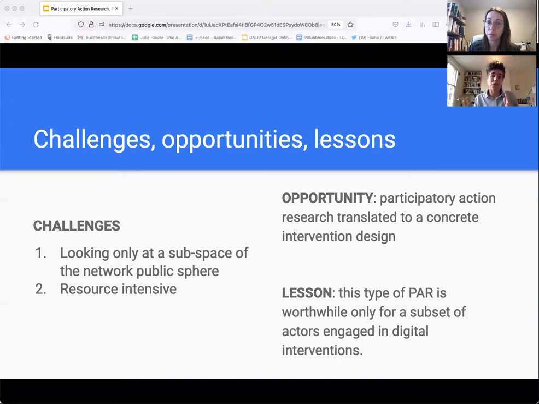I think that the flip side of that is that there is a real opportunity, which is that we've seen in this work that participatory action research can be translated into concrete intervention design for interventions that try to change the network public sphere. That connection is possible in between research and practice. And that, I think, opens up a lot of opportunities for people who are interested in dedicating their time to this kind of work.